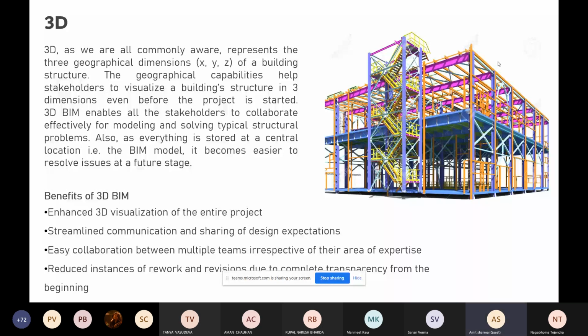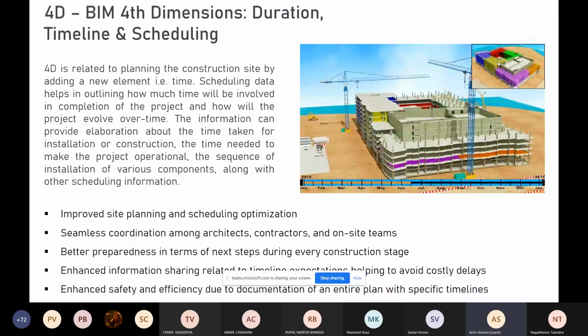The next one we have is 4D. 4D is when we use time as the fourth dimension. In a project, if you see on the right, a huge project like this, we have to plan everything, when we are casting which slab. We cannot make every slab in one instance. We have to divide that. I want to share a quick video with you, what we do and how we optimize this.